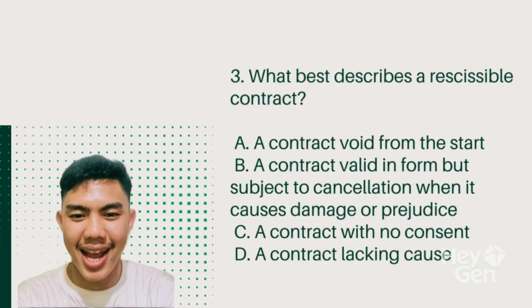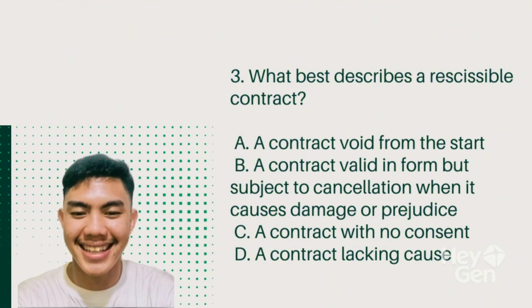3. What best describes a rescissible contract? A. A contract void from the start. B. A contract valid in form but subject to cancellation when it causes damage or prejudice. C. A contract with no consent. D. A contract lacking cause.